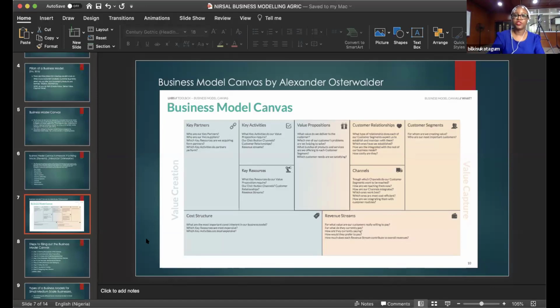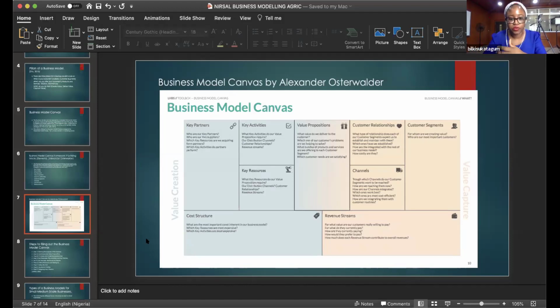Your channel: what do you need to get your products down to your customers? Though there's a revenue stream as well. What resources do you require to be able to get those multiple streams of income for your company itself, to build up on the business model itself? So that is what the key resources are.